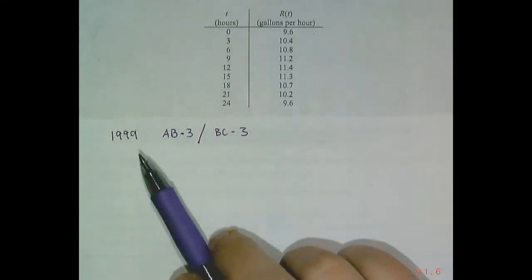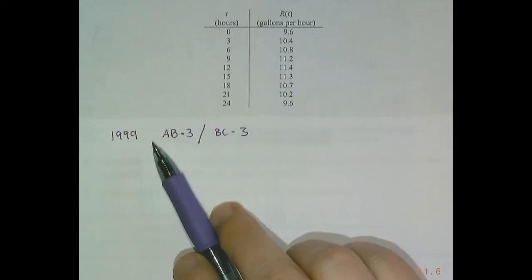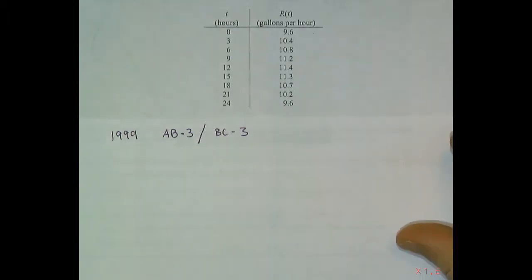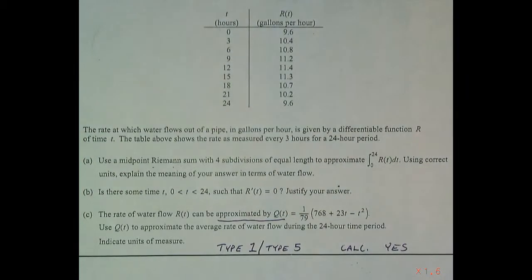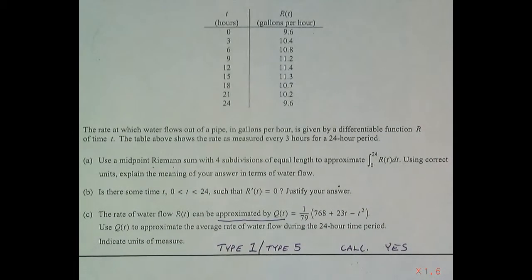All right, in today's video we're going to be doing a key for the 1999 question on the AB test number 3. I've classified this as a type 1 and a type 5 question. It's type 1 because we're going to be talking about rates and accumulation, and then it's also type 5 because we're using a table to do calculus. So let's get started with part A.